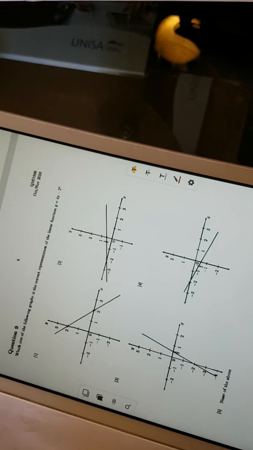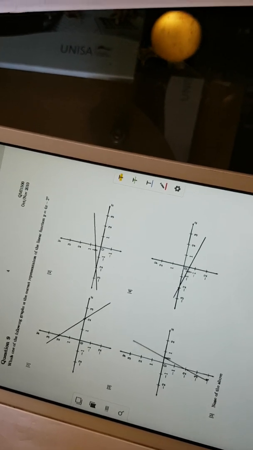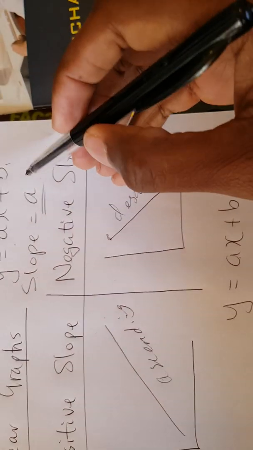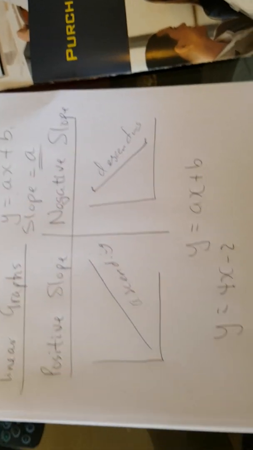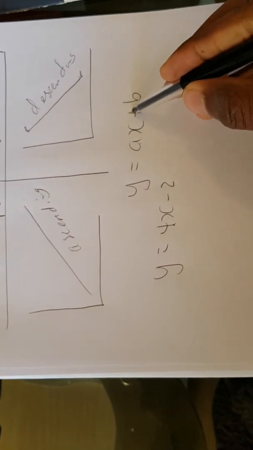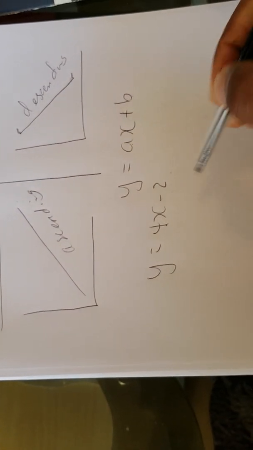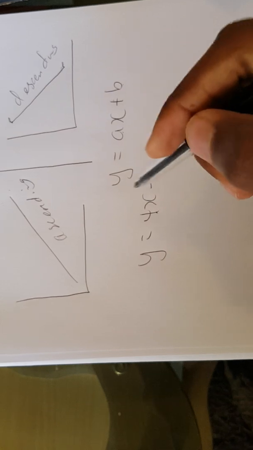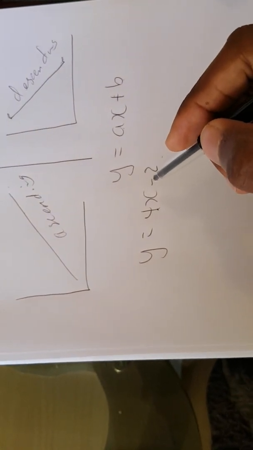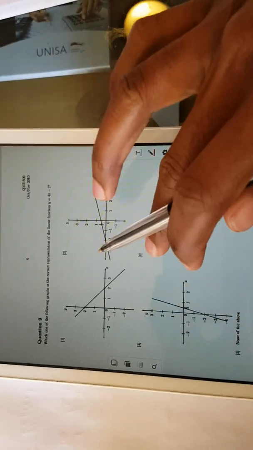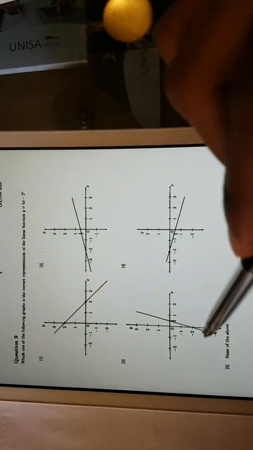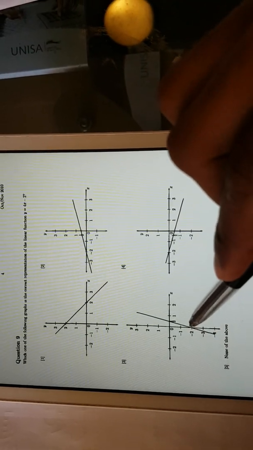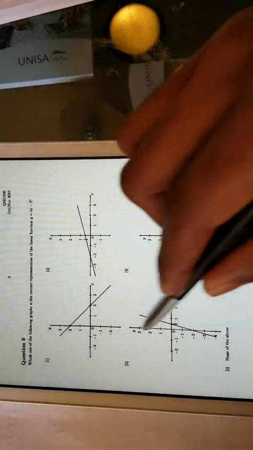So how can we figure out which one is correct? Remember when I talked about the value of b? The value of b is the y-intercept. Our b in this case is minus 2, so the correct graph must have a negative 2 y-intercept. Let's look at our graphs here. Graph number 3 and graph number 2, which one has a negative 2 y-intercept? Graph number 3 has a negative 2 y-intercept.